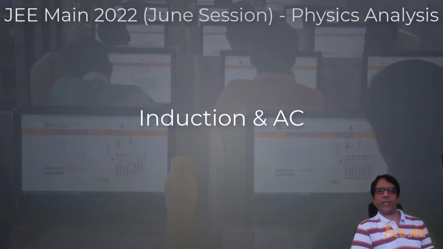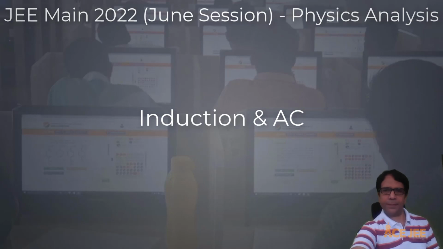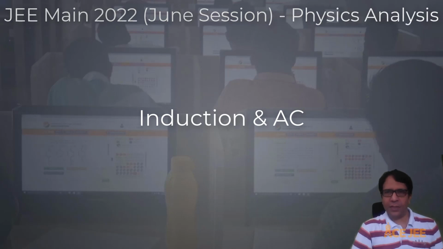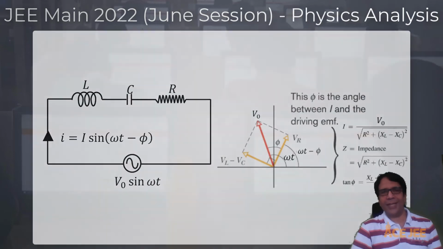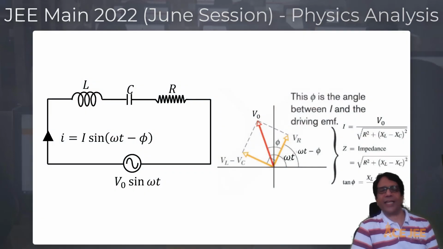With that, we're going to move on to the induction and LC oscillations. Here I'll talk about 5 different types of questions that you should pay attention to. Number 1, LCR series circuit with AC source, which we have already spoken about.